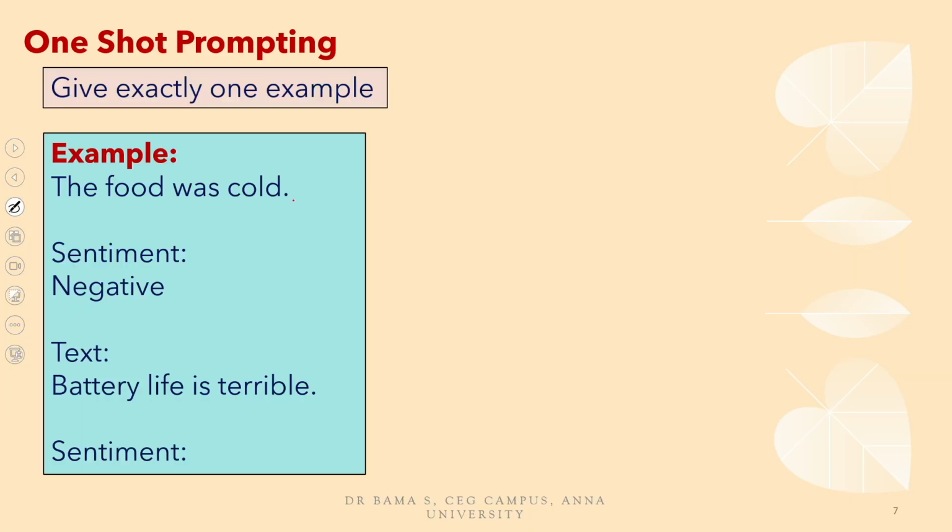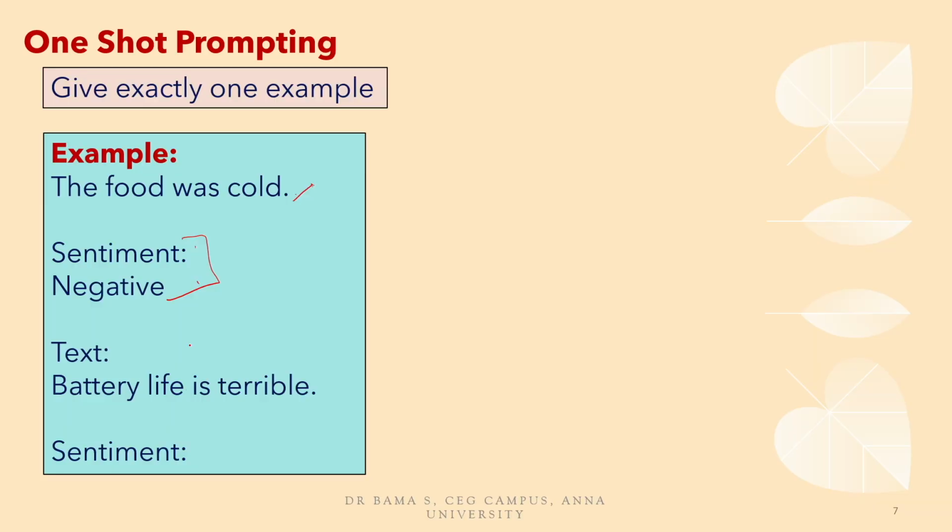The second one is one shot prompting. As the name suggests, we are giving one example here, or one or two more examples. Say the example is "the food was cold," and for this example we give the sentiment as negative. In the earlier case we were not even giving one example, one pattern, but here we are giving one example of how the LLM should identify. The food was cold, the sentiment is negative. Now if we give "the battery life is terrible," can the LLM give the sentiment as negative or positive?